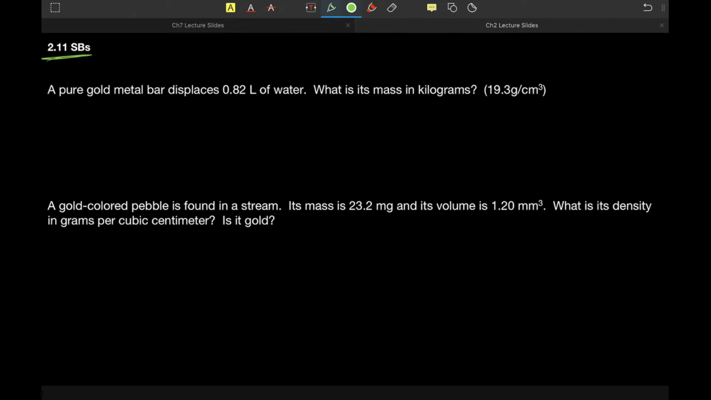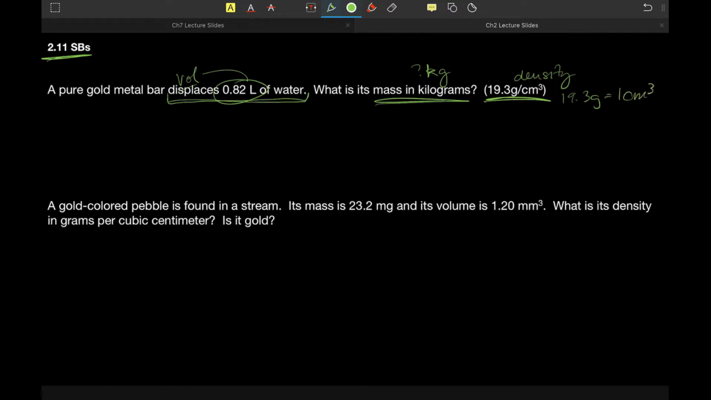So it says that we have a pure gold metal bar that displaces this much water. What does that mean? This is the volume. That's code for saying the volume of my metal bar is 0.82 liters of water. And we would like to know its mass in kilograms. Mass in kilograms is our goal. And in order to convert mass and volume of any substance, we're going to need its density. That's a necessary thing. So let's go ahead and take a second and rewrite that so we'll know how to use it when the time comes.